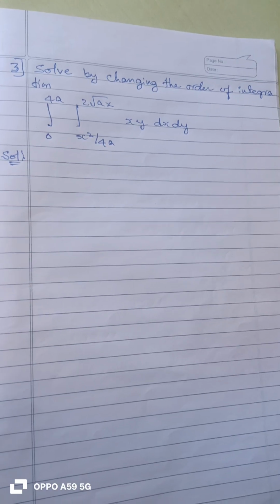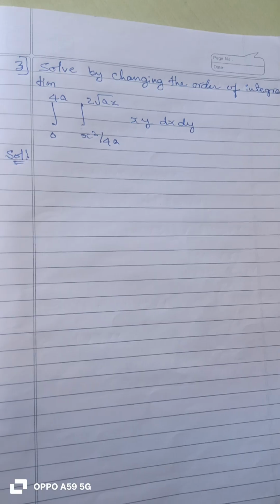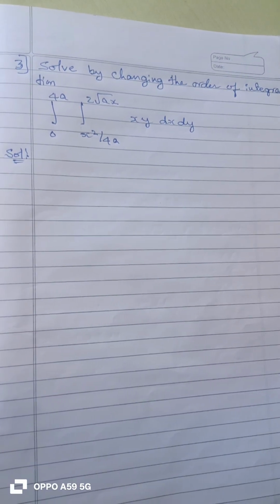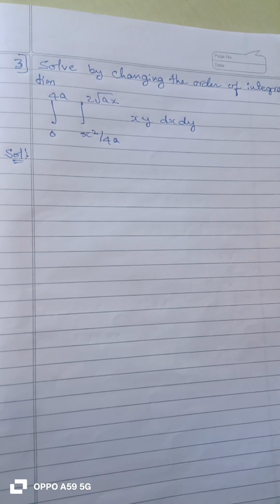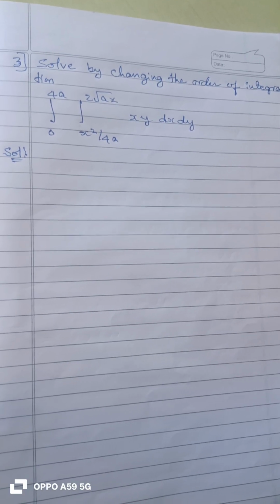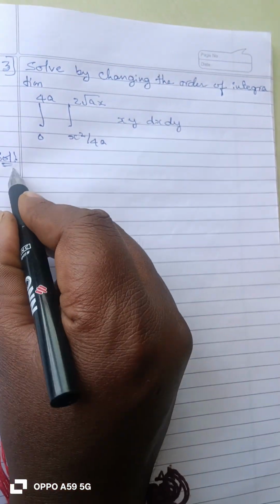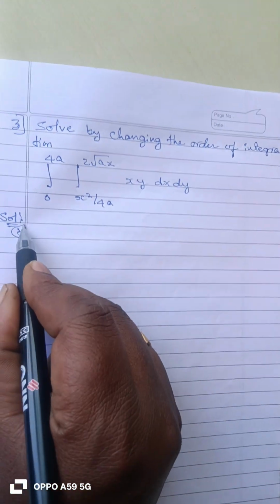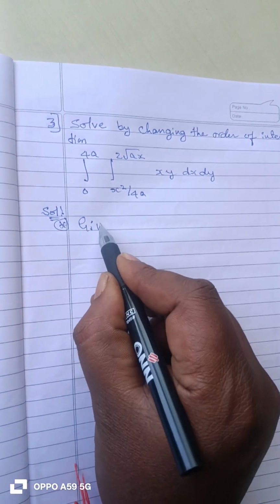So the first integral limit will be from 0 to 4a. The second integral limit is from x square by 4a to 2 times root ax. The function is xy dx dy. In this, let us solve step by step. First, let me write the given things.